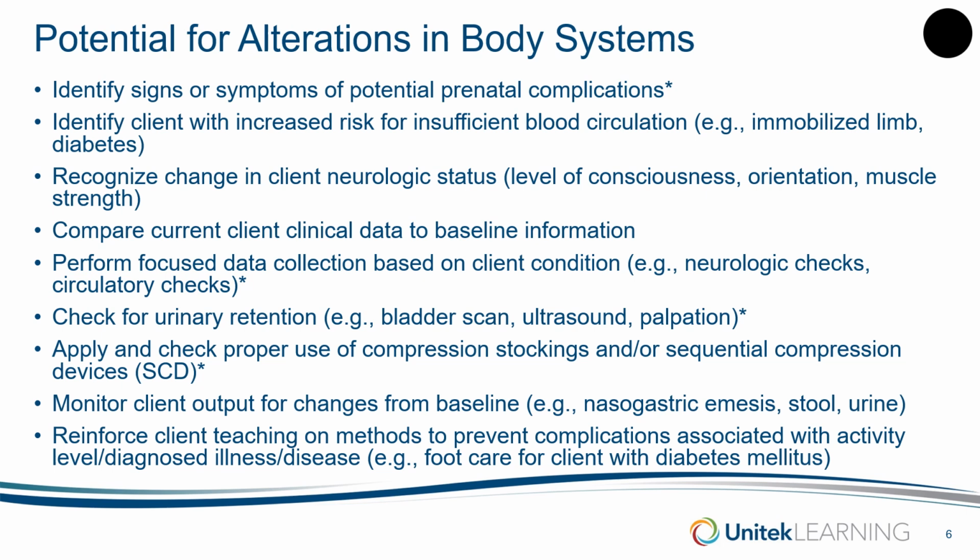Knowing how to recognize when a client is at risk for poor circulation or a neurologic compromise is essential to your nursing practice and to the safety of your clients or patients. You're going to perform focused assessments such as neuro checks and circulatory checks. These are considered crucial focused assessments, again, for your client safety. You're going to monitor all outputs, reinforce teaching about managing chronic illnesses, and apply preventative tools like SCDs, which are sequential compression devices.